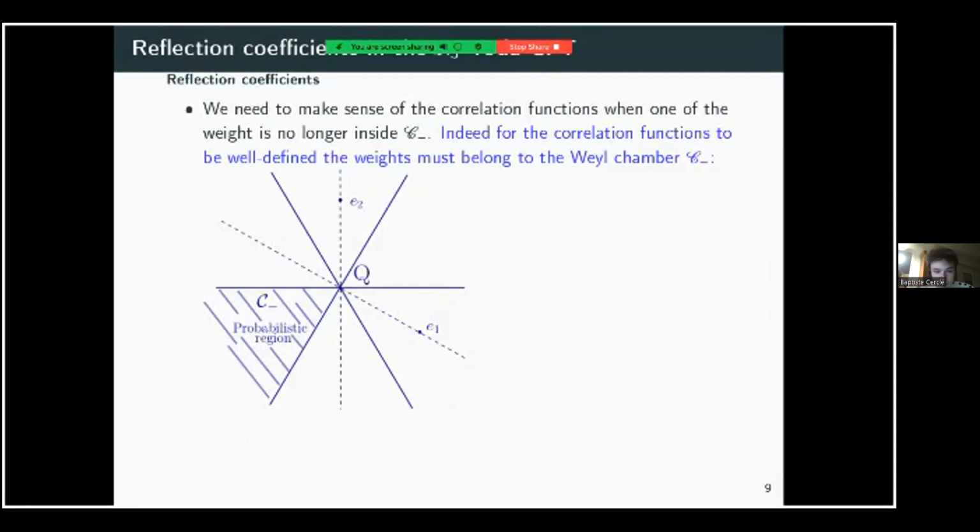The geometric interpretation of this is that alpha, the weight alpha, lives in this probabilistic region. And the thing is, for the 3-point correlation functions that were involved before in the shift equation, the weights must go out of this probabilistic region. Therefore, we need to make sense probabilistically of the correlation functions when the weight alpha no longer belongs to this probabilistic region, but goes into the other region of the space.